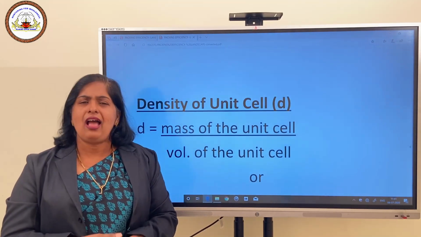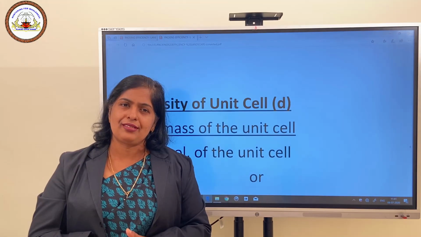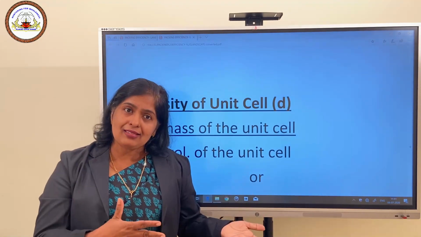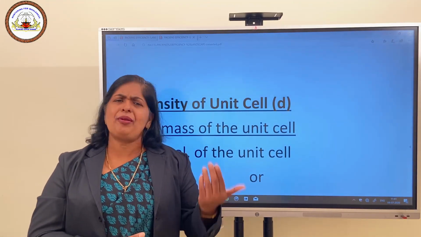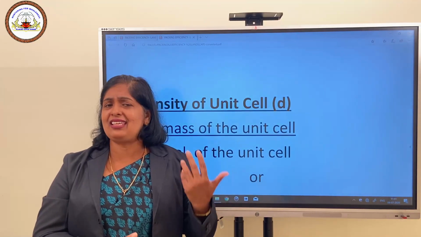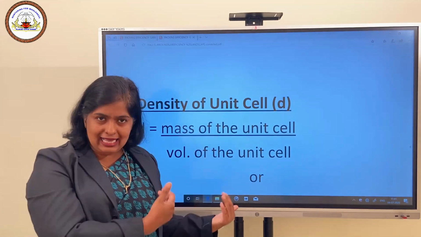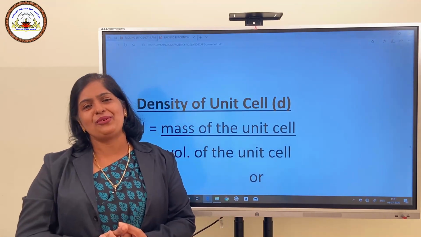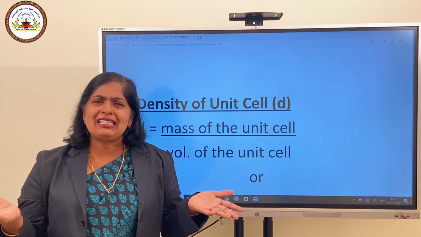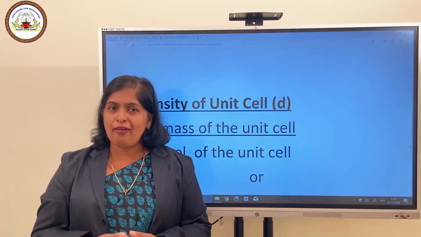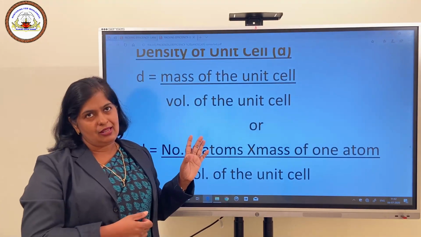Density of unit cell. How to find the density of unit cell? In numericals, mostly this question comes. Find the density, or they will give density and ask you to find any other parameters. So, density. From class 6 onwards, we are studying the expression for density, which is equal to mass by volume, or in this case, mass of unit cell by volume of unit cell. Unit cell is having the shape of a cube, so volume of unit cell is a cube, and then the mass of the unit cell.